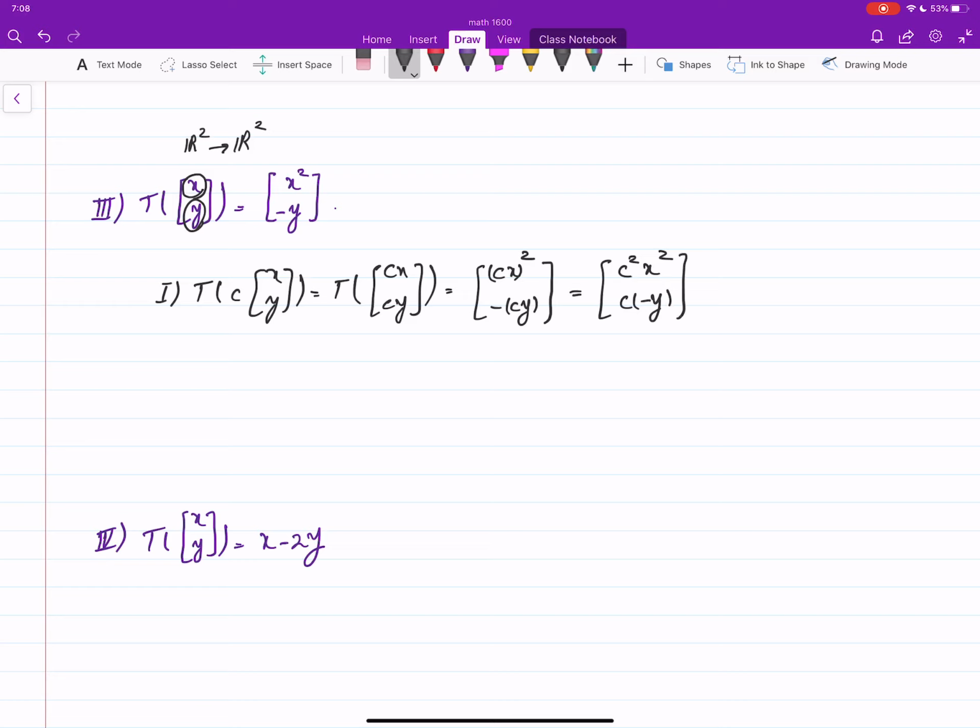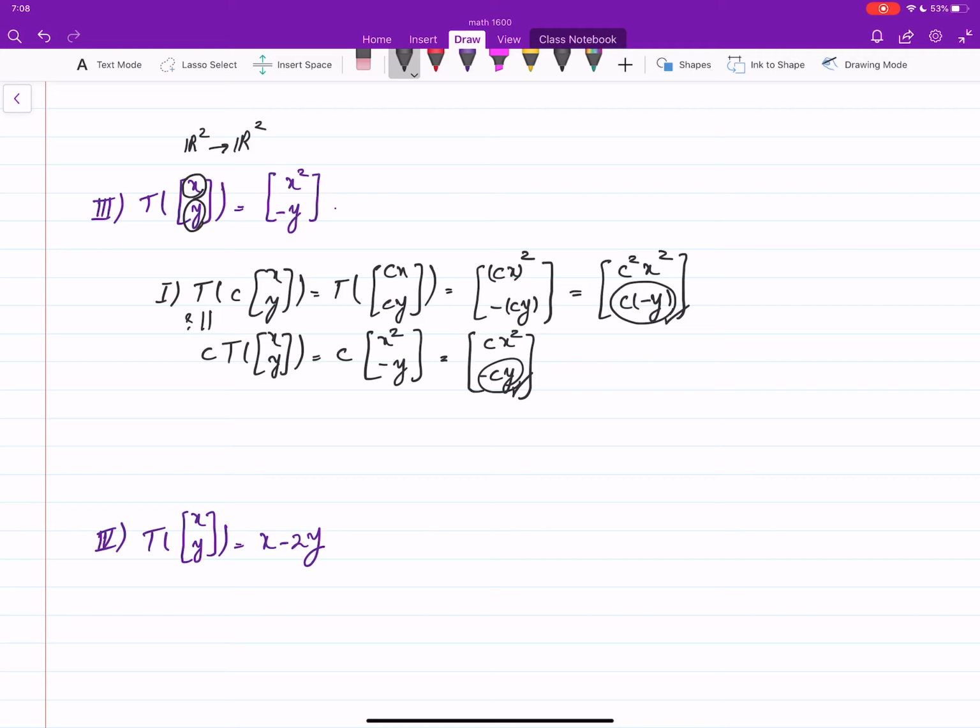And well, if you look at c scalar multiplied to T of (x, y), what we get is c of x squared minus y, but when you scalar multiply, you get cx squared minus cy. What you see here is that the question is, are these equal or not? Yes, the second components are okay.